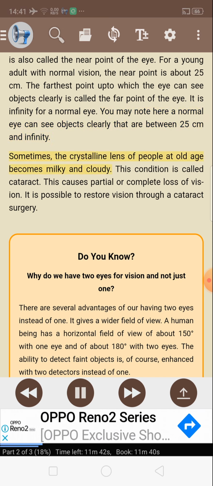Sometimes the crystalline lens of people at old age becomes milky and cloudy. This condition is called cataract. This causes partial or complete loss of vision. It is possible to restore vision through a cataract surgery.